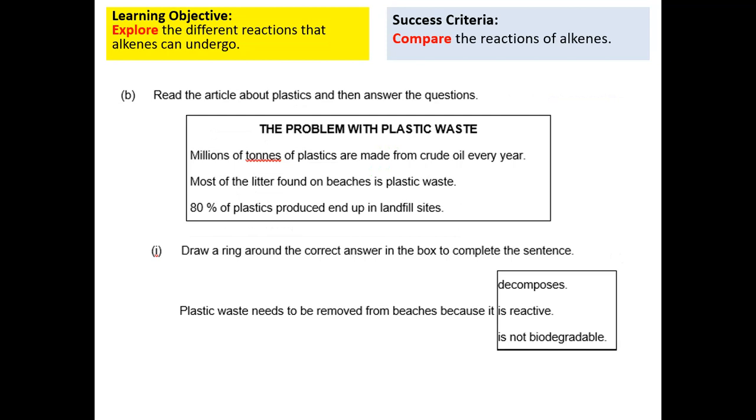Read the article and then answer the question. So, 1 million tonnes of plastic are made from crude oil every year. Most of the litter found on beaches is plastic waste. 80% of plastics produced end up in landfill sites. Draw a ring around the correct answer. Plastic waste needs to be removed from beaches because it is not biodegradable.